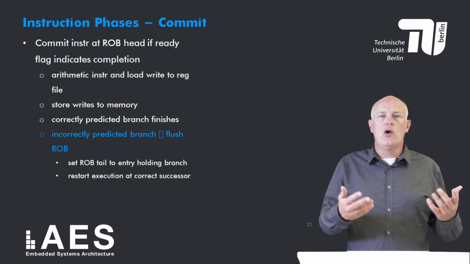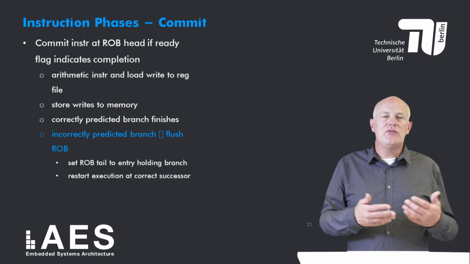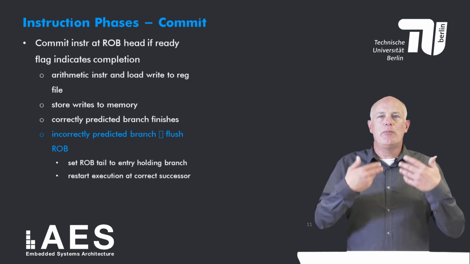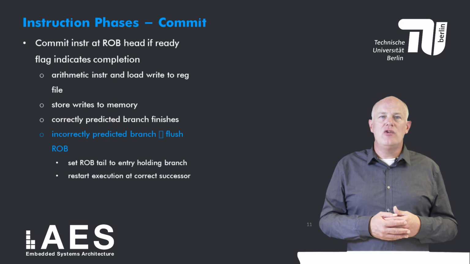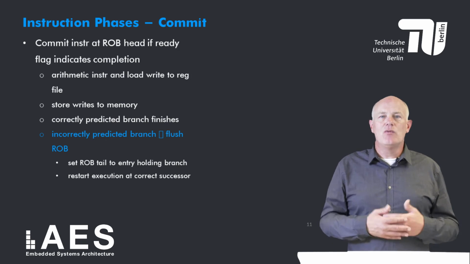Arithmetic instructions and loads write to the register file. Stores, on the other hand, write to memory. A correctly predicted branch finishes. This simply means that the head pointer is updated so that it points to the next instruction. When an incorrectly predicted branch reaches the head of the reorder buffer, however, it indicates that the speculation was wrong.